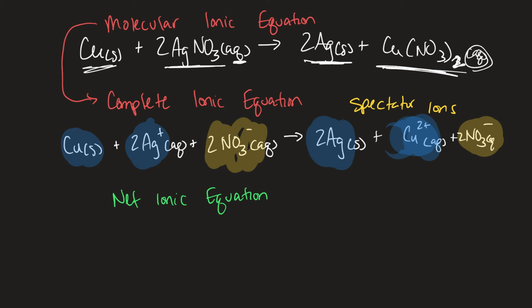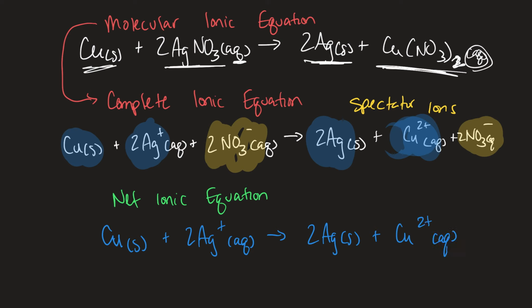And so when we rewrite this for our net ionic equation, you have Cu solid plus 2Ag+ aqueous yields 2Ag solid plus Cu2+ aqueous. And so this is the net ionic equation for this redox reaction.